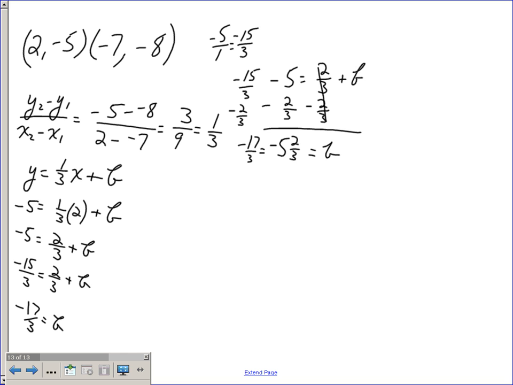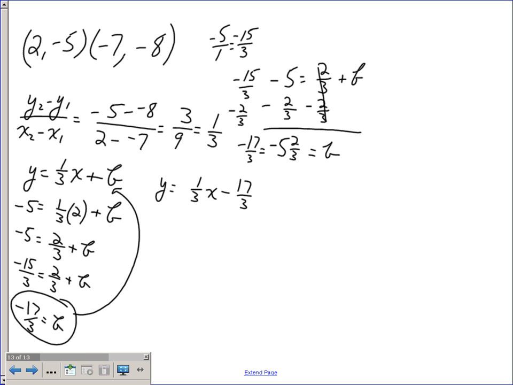Now we have this equation: y is equal to... we're going to take this information that b is equal to -17/3 and put it right there. So y is equal to 1/3 x minus 17/3. This is a test question.